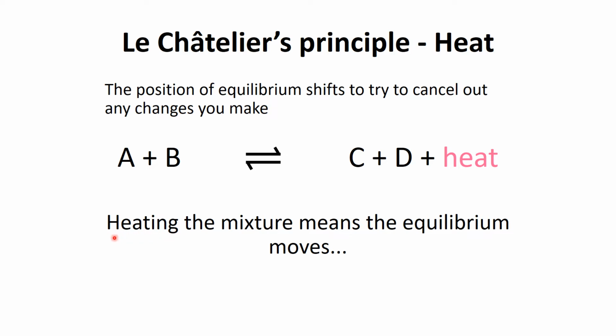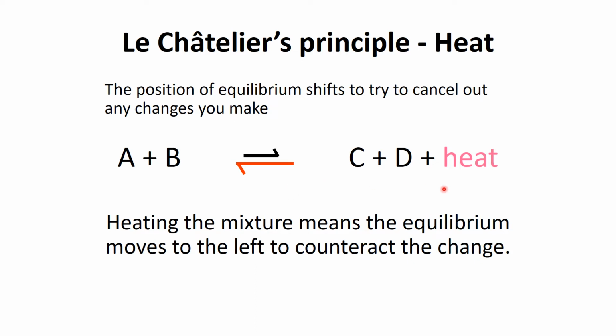What would happen to this particular equilibrium if the mixture were heated? If we heated the equilibrium, will it shift to the right or will it shift to the left? Pause the video, make some notes, and we'll run through the answer in a moment.